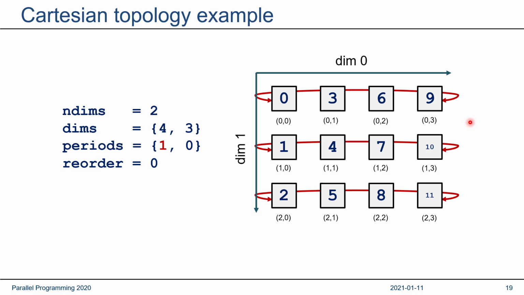What changes if we change the first element of the periods array to 1? Now, nothing changes with respect to the second dimension, dim1. It's still open, but the first dimension will then be closed, meaning that the right neighbor of process 9 will be process 0, and the left neighbor of process 0 will be process 9. The same happens in the other two rows. So this is the consequence of the periods entry.